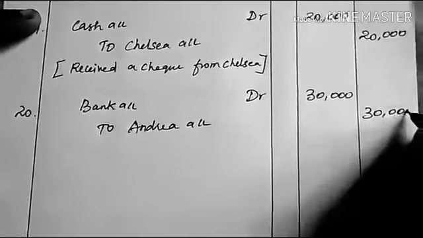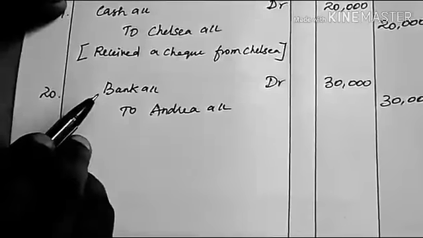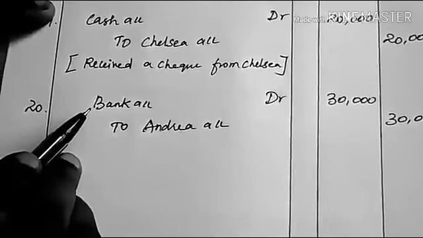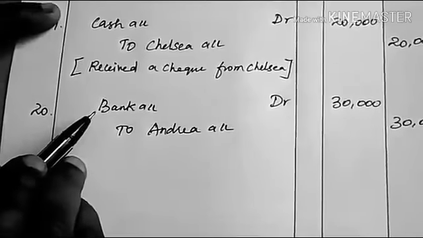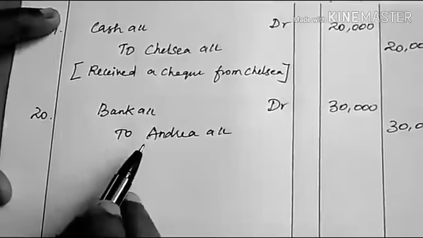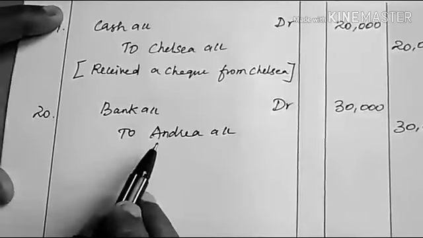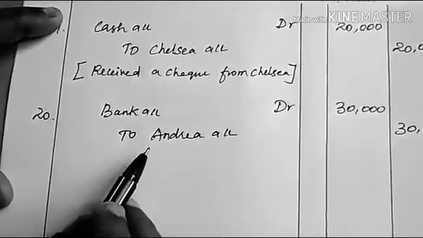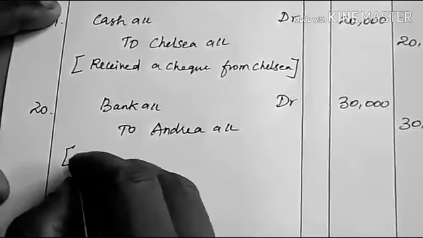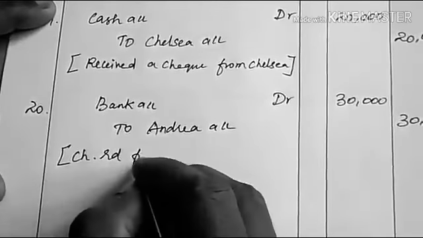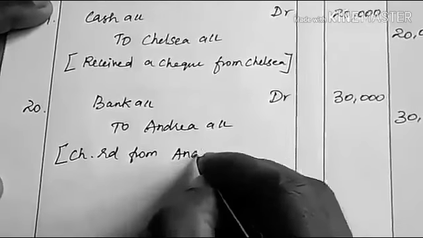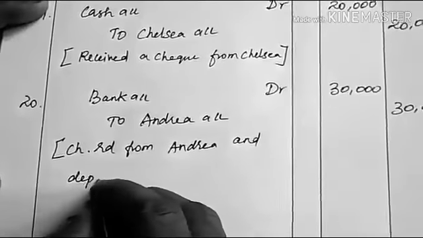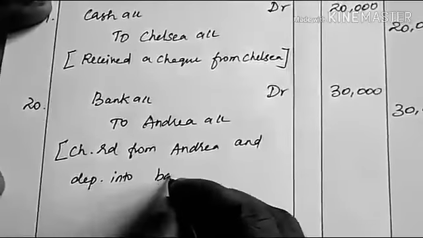See, both are personal accounts. Personal account rule is debit the receiver. When you deposit the check into the bank, who will be the receiver? The banker will be the receiver. So bank account debit. Who is the giver? Andrea is the giver. The check is given by Andrea. Personal account rule is debit the receiver, credit the giver. Narration: check received from Andrea and deposited into bank.